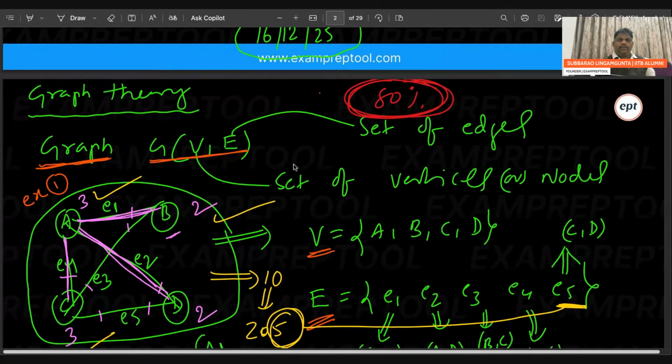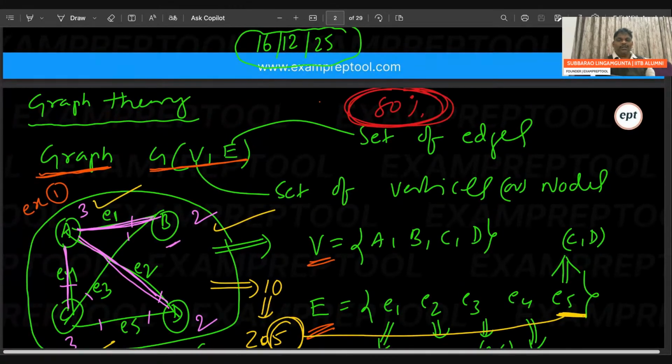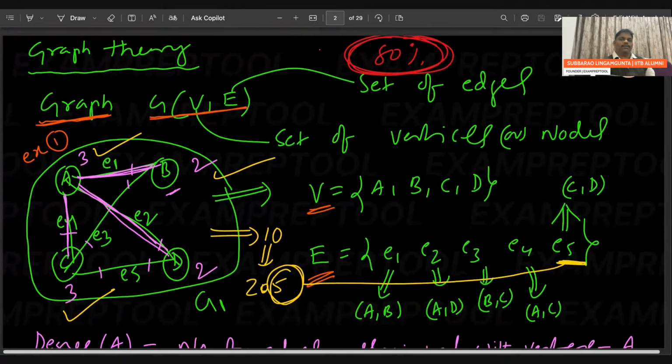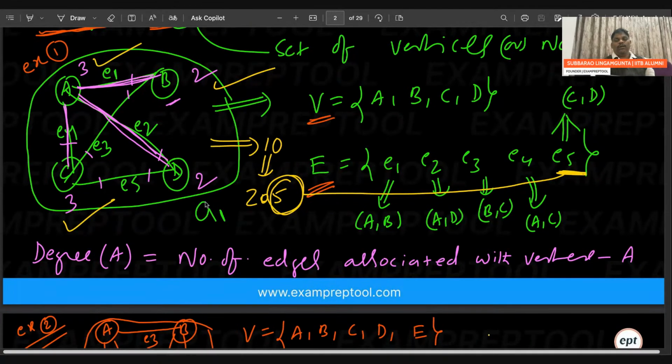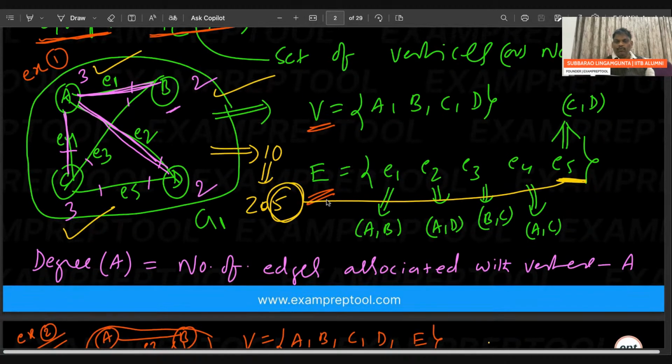So yesterday, 16 12 25, I started graph theory. I gave the graph definition: a graph is the combination of vertices and edges. I gave one example, a graph G1 which contains 4 vertices and 5 edges.